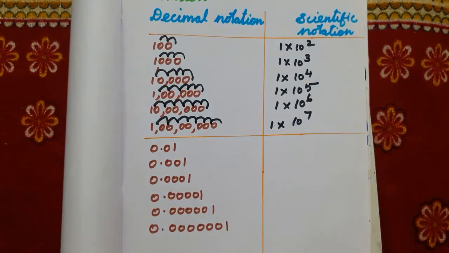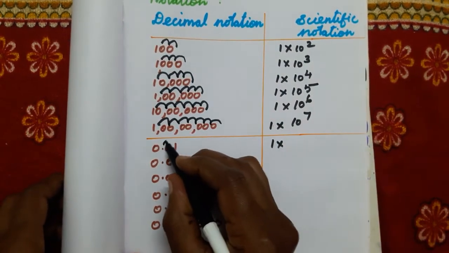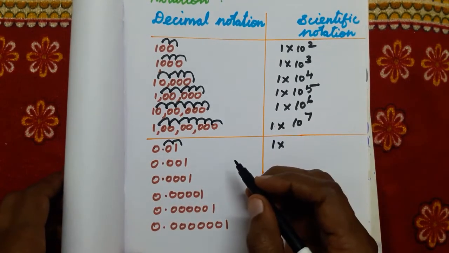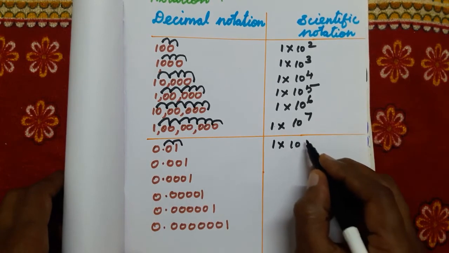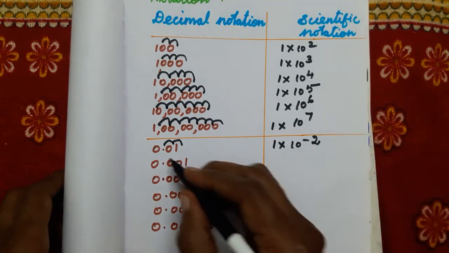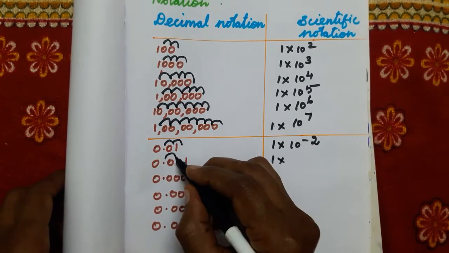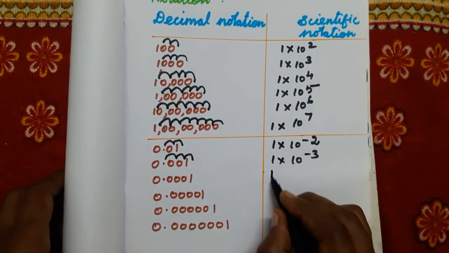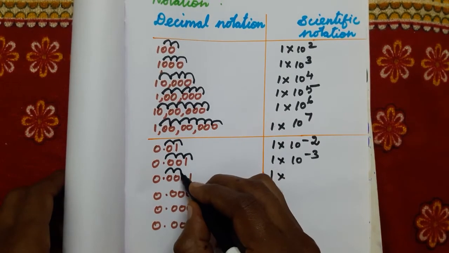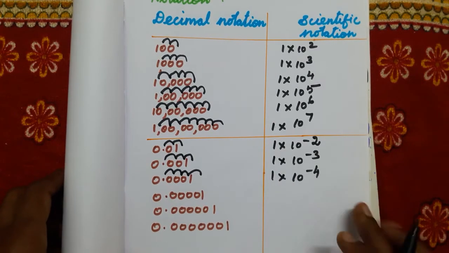Next, 0.01. How can we write 0.01? 1 into 1, 2. We move the decimal point to which side? Right side. So we have to write 10 power minus 2. Here what can we write? 1 into 1, 2, 3, 10 power minus 3. Here also 1 into 1, 2, 3, 4, 10 power minus 4.